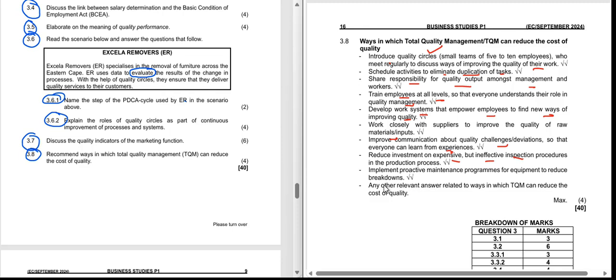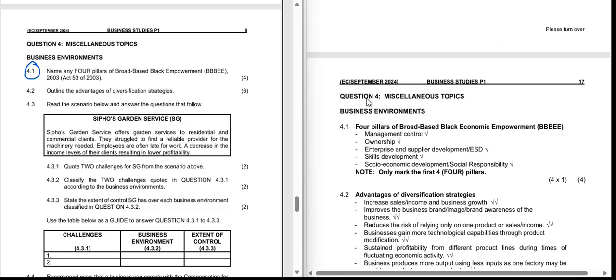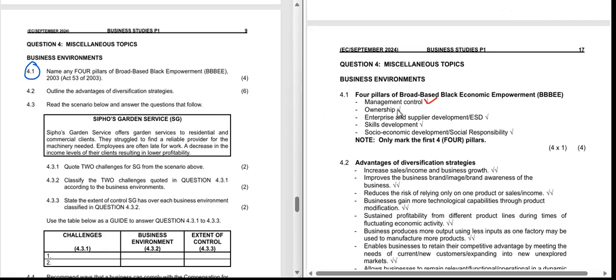Okay, on to number 4. 4.1. So this is name 4 pillars of broad-based black economic empowerment. All right, so this is a good question again. So we just needed 4. So management control, ownership, enterprise and supplier development, skills development.